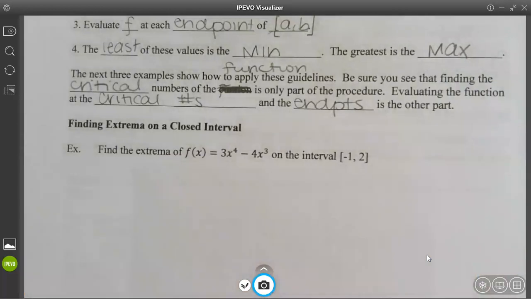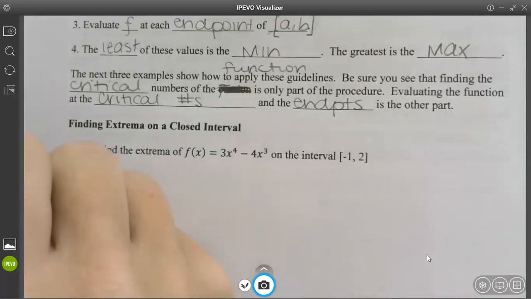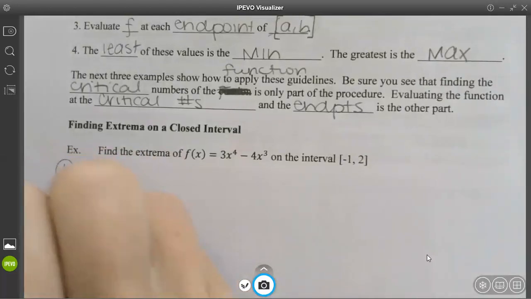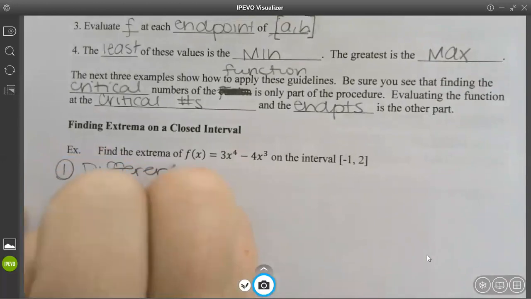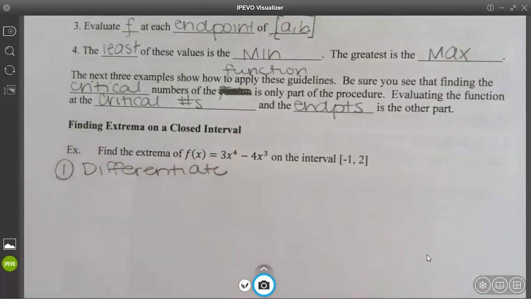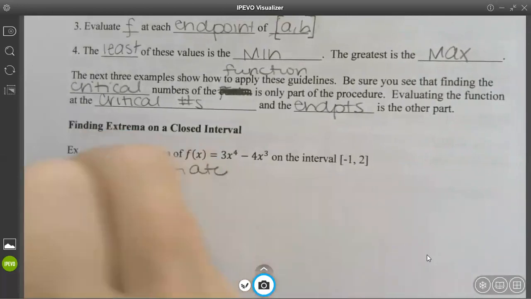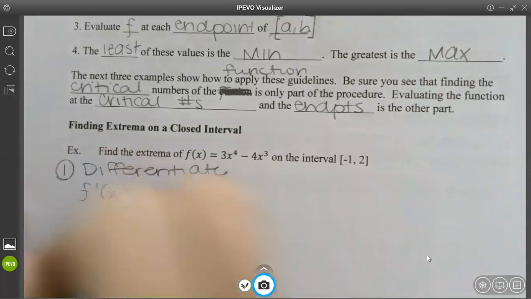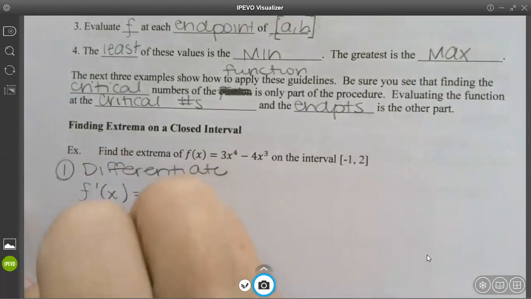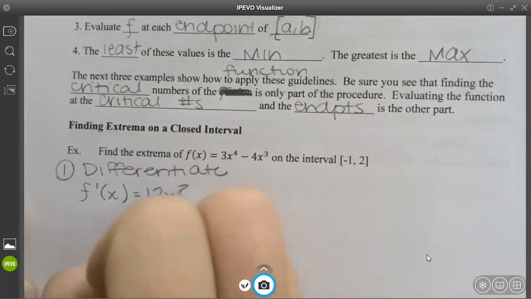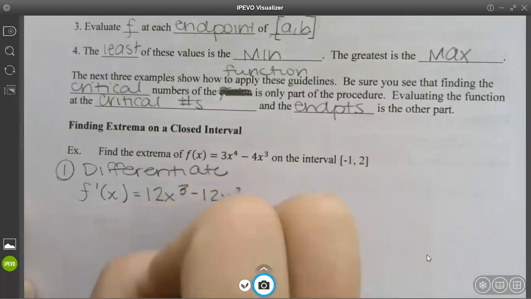So finding extrema on a closed interval. Find the extrema of f of x equals 3x to the fourth minus 4x cubed on the interval -1 to 2. So the first thing that you want to do is differentiate. What is your derivative? 12x cubed minus 12x squared. I just can't hear you.